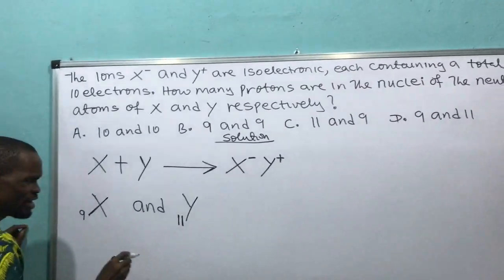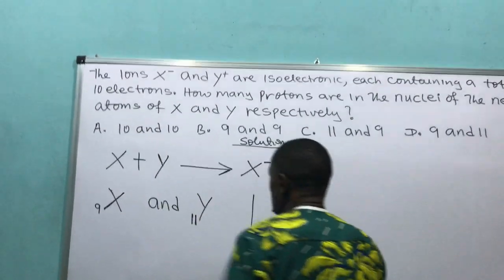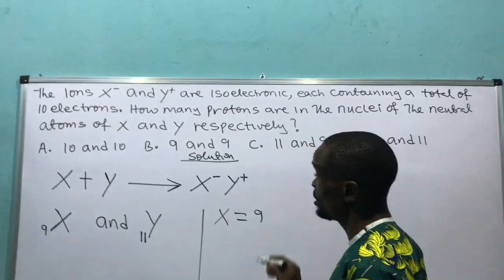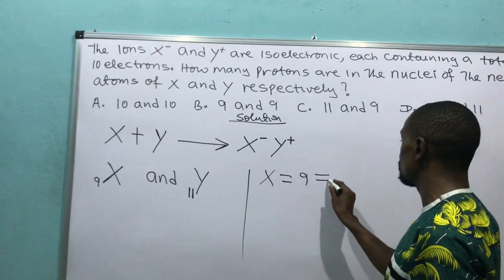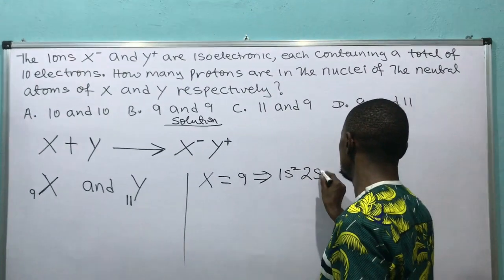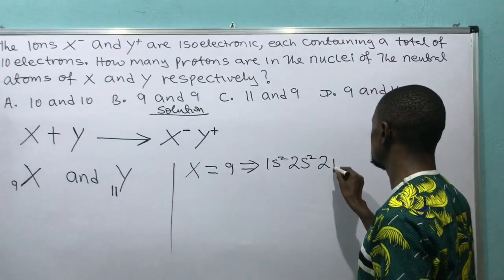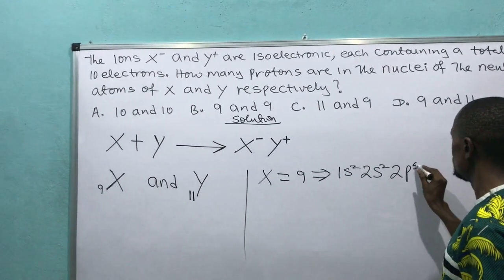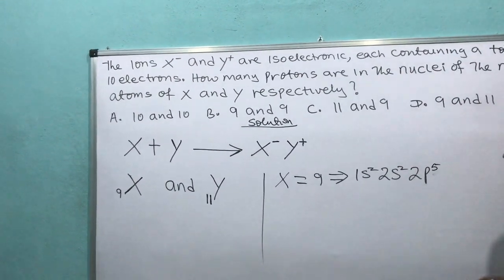The electronic configuration of X is 9 before the reaction. The electronic configuration implies 1s2, 2s2, 2p5, and that gives me 9. This is the electronic configuration before the reaction.